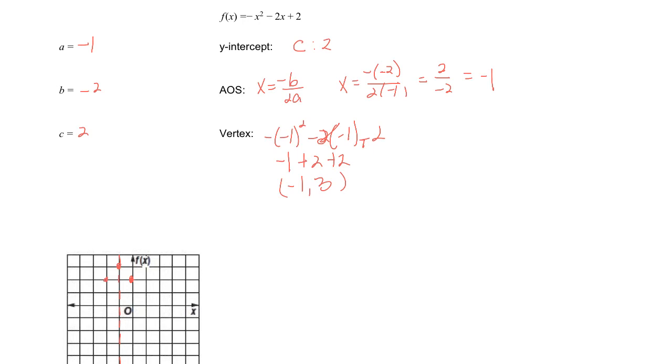Let's plug in x is 1. So we have 1 squared minus 2 times 1 plus 2. Well, that's 1 minus 2 plus 2, which is 1. So when x is 1, y is 1, and that's 2 to the right of the axis of symmetry, so 2 to the left it's also 1. We have all the things we need to draw our parabola right there. There we go.